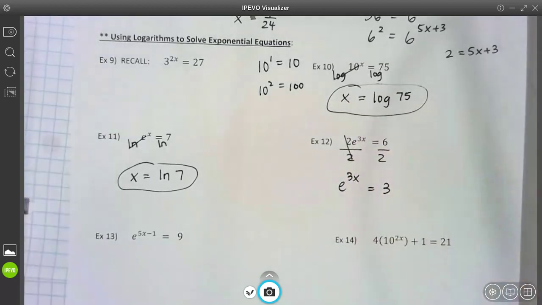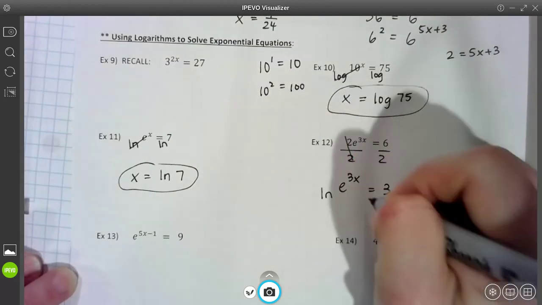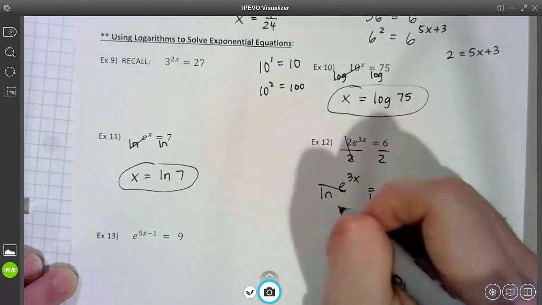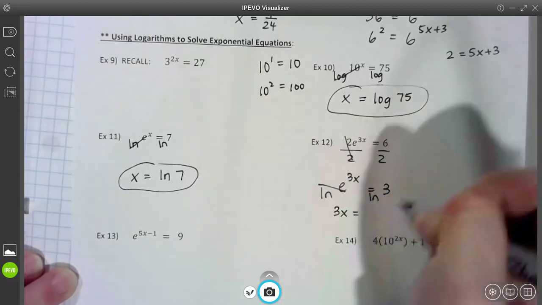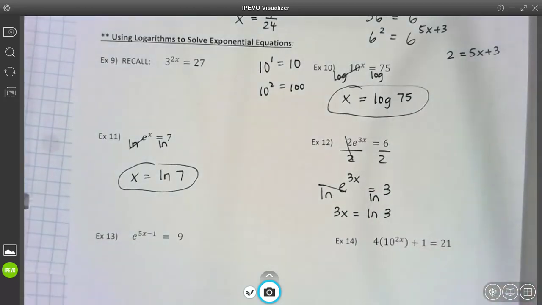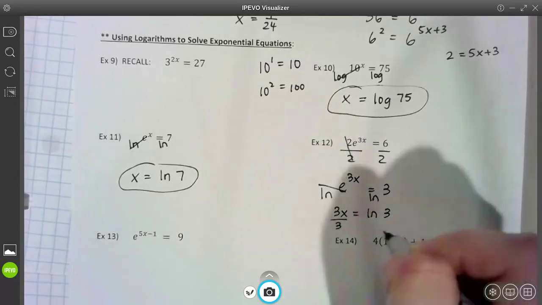Now, who's going to undo that base e exponential, a base e log? So natural log both sides of this equation. All right, the natural log and e cancel. 3x is left equaling the natural log of 3, which, guys, is just a very ugly decimal that we don't want to have to write down. So leave the natural log of 3 as part of your exact answer. And now all you have to do to get x by itself is divide both sides by 3.